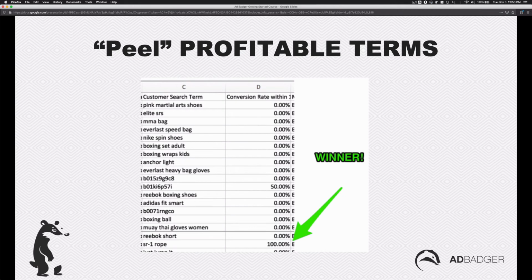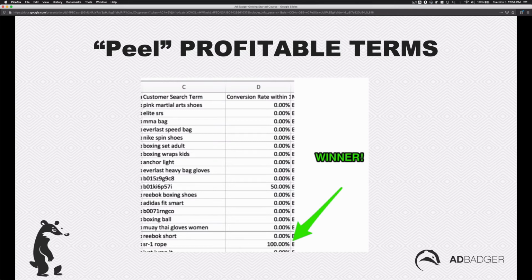And then you want to peel out, you want to find those profitable terms. So Amazon will tell you what you appeared for. It will show you what was good and what was bad. And then Ad Badger will help you amplify the winners and get rid of the losers. So we sort of find the winning terms, and think of it like you're moving a post-it note.